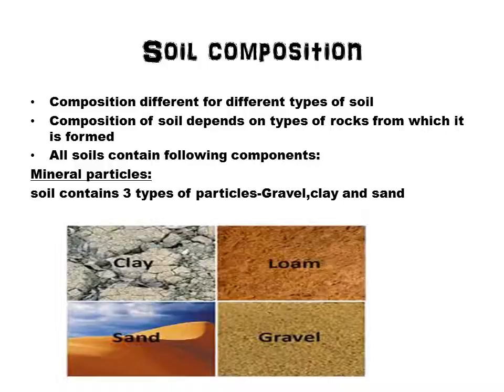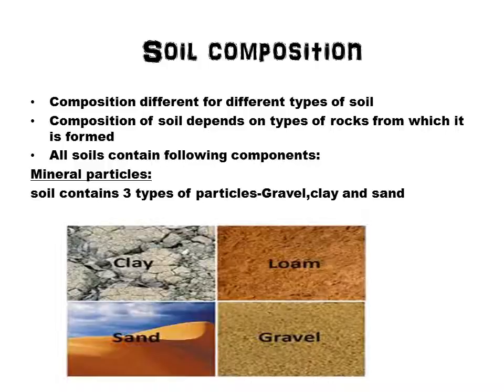So all soil contains the following components: mineral particles, organic salts, inorganic salts, moisture or water, and also air. So these are the components which are required for the soil composition, and the type of soil depends upon the type of rock from which it is formed. This is very important. The mineral particles are of three types: gravel, clay and sand.